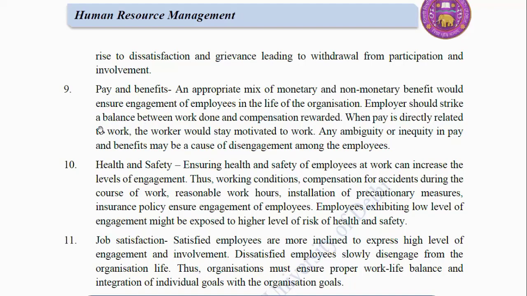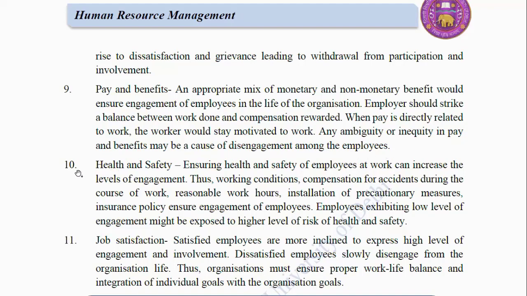Employers should strike a balance between work done and compensation rewarded. When pay is directly related to work, the worker would stay motivated to work. Any ambiguity or inequity in pay and benefits may be a cause of disengagement among the employees.